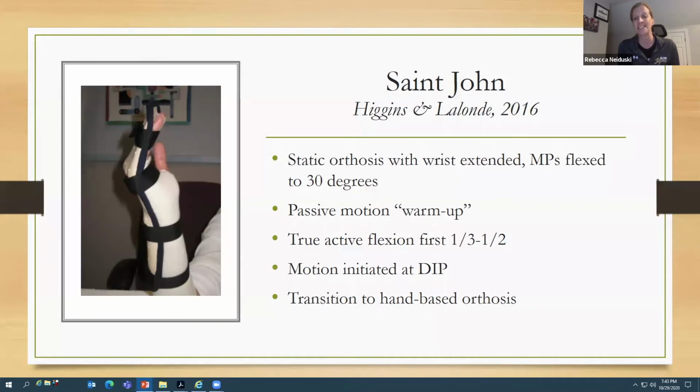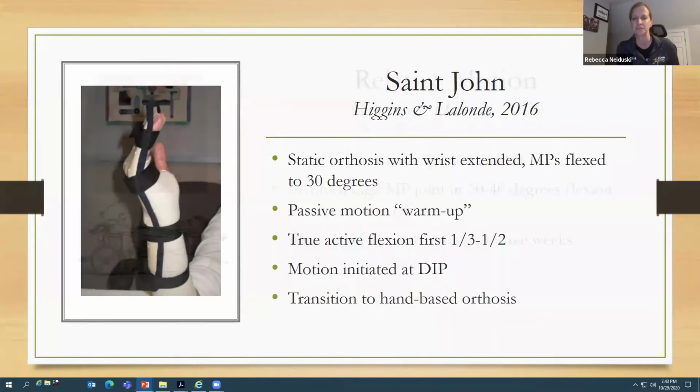That's where we get those pesky extensor lags. And so we know that this passive motion warm-up, if we use Duran's passive protected extension, we can get some nice distal glide. This includes true active flexion to the first third to half of motion, like in Fiona Peck's exercises, initiated at the DIP to really engage those long flexors. And this protocol actually transitions to that Manchester short splint, I believe, between 2 to 3 weeks.